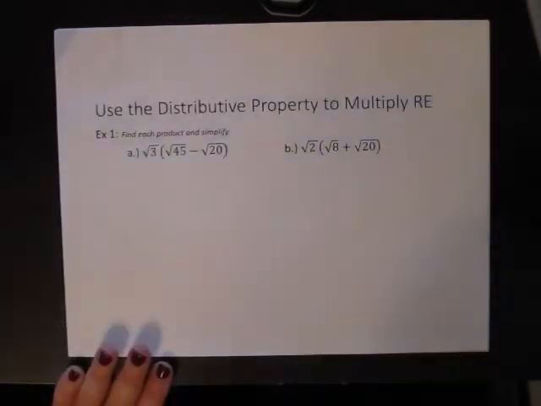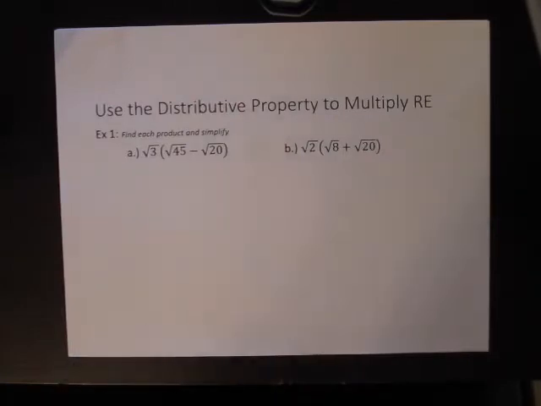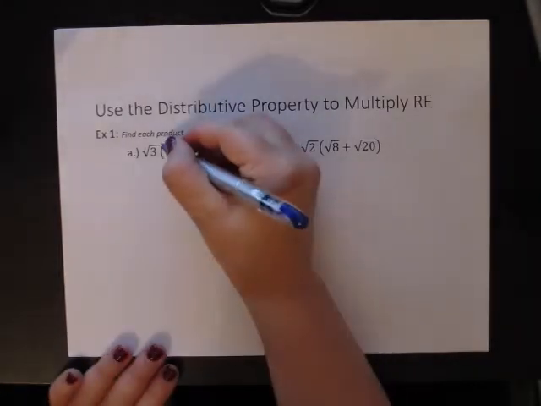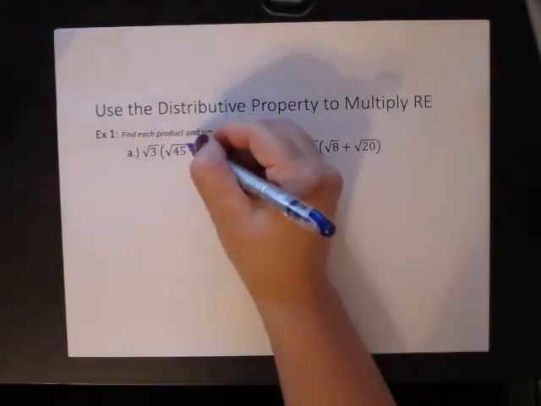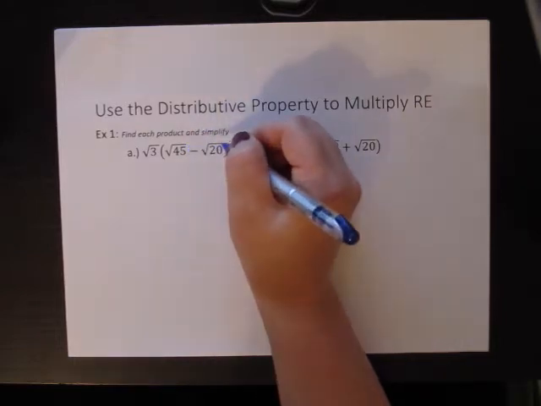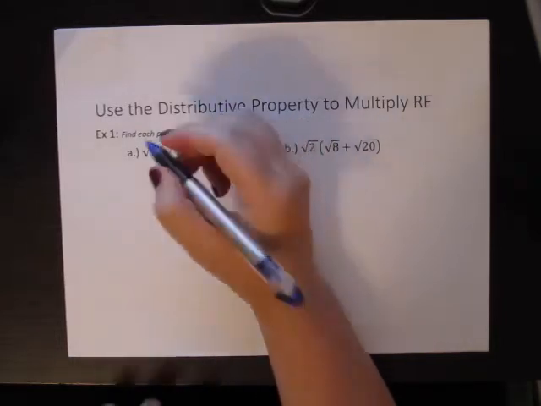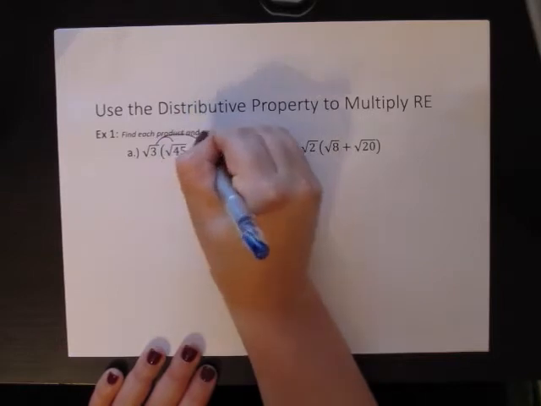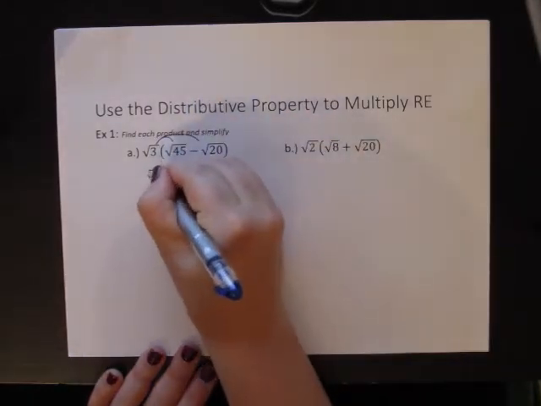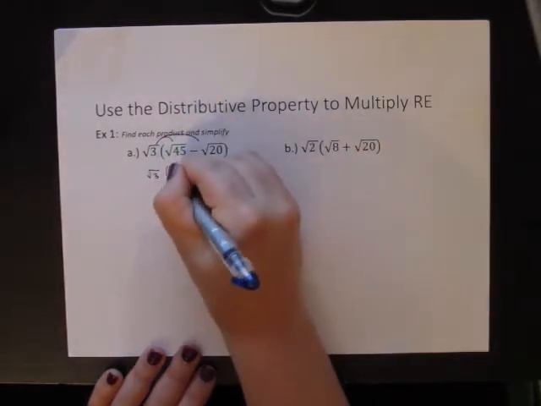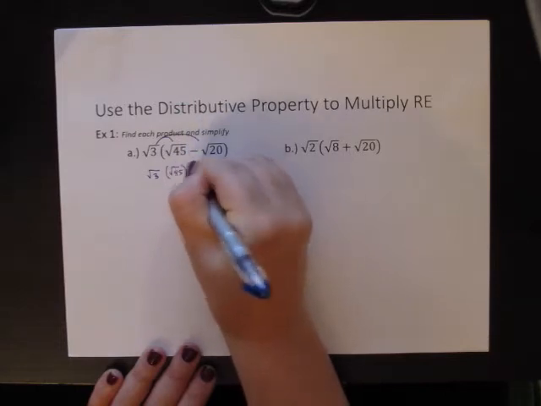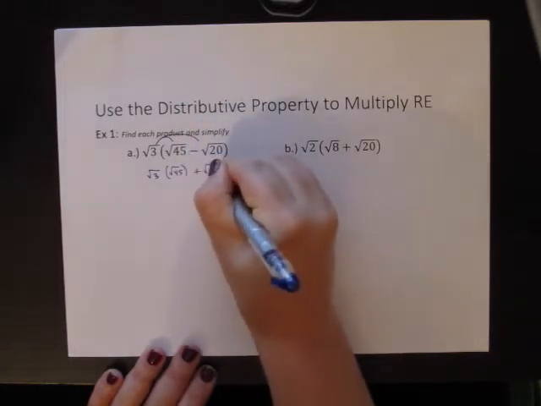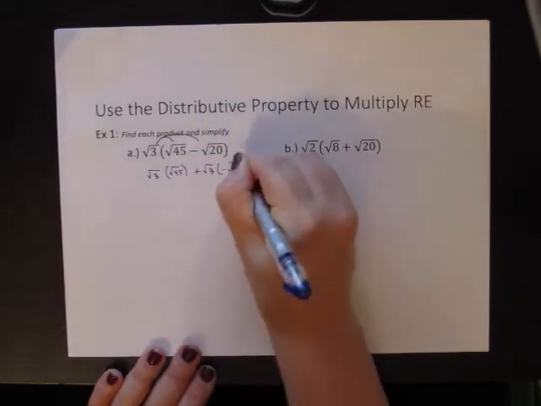Alright, so first thing we're going to do is we're going to multiply radical expressions by the distributive property. So for the first one, I got the square root of 3 times the square root of 45 minus the square root of 20. So the first thing that we're going to do is we're going to distribute the square root of 3. I would show this step if I were you. So we get the square root of 3 times the square root of 45 plus the square root of 3 times negative square root 20.